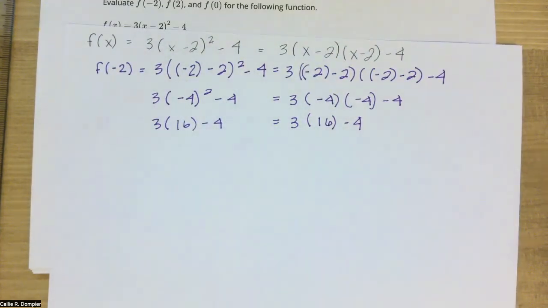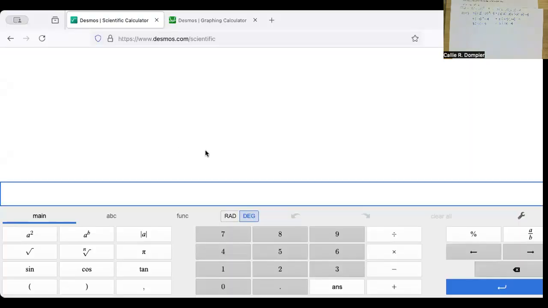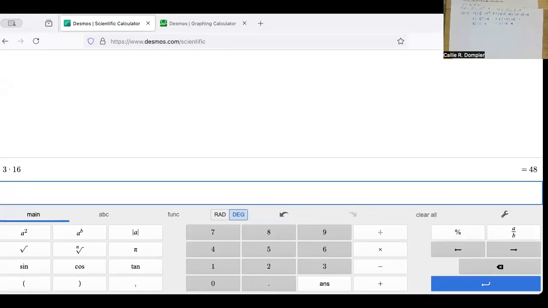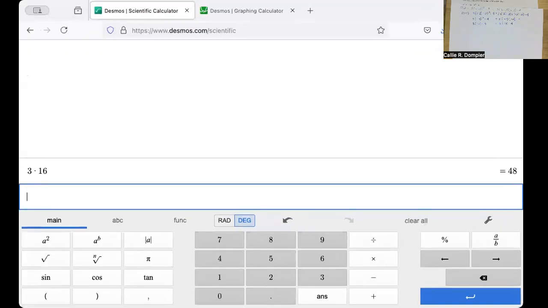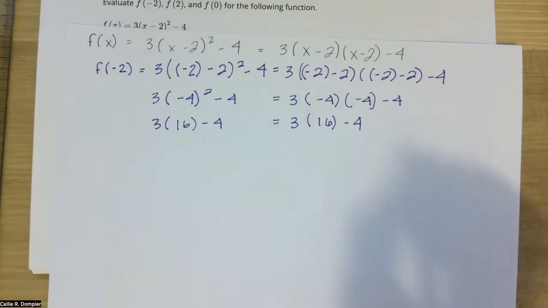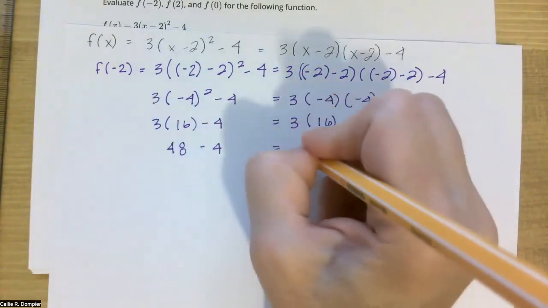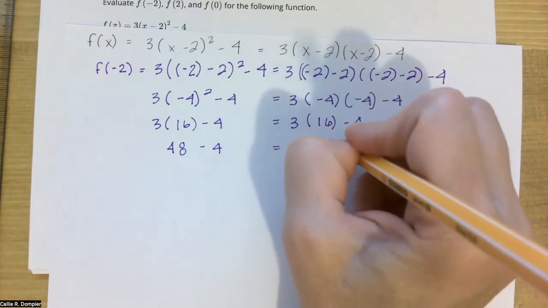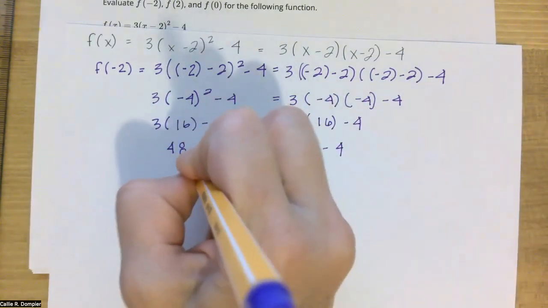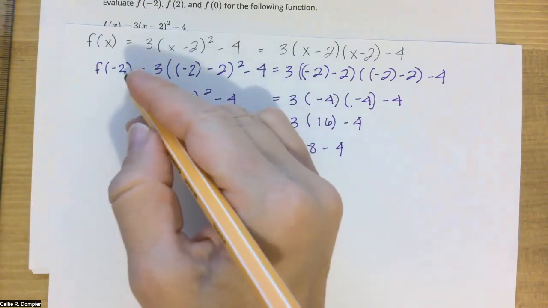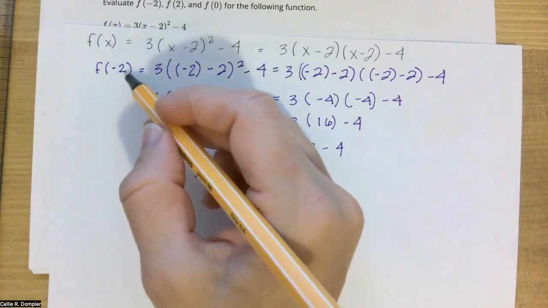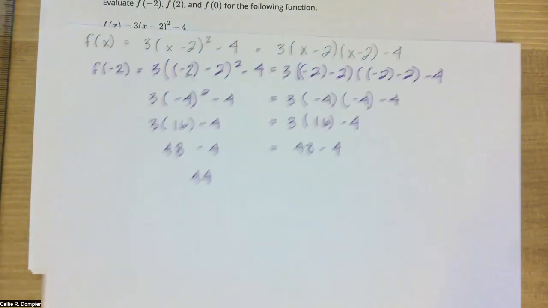16 times 3. If you don't have a calculator, it's very easy. Just go over to Desmos. 3 times 16. Sorry, my screen's too big. Is 48. So now we have 48 minus 4. I guess I don't need to keep writing them, right? Because they're the same. 48 minus 4 is just going to be 44. So f of negative 2 is 44.